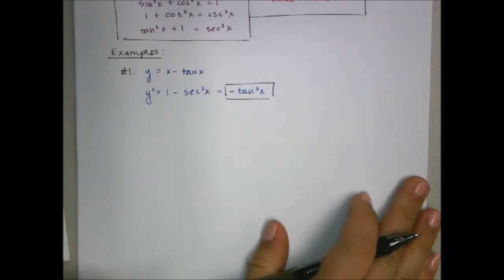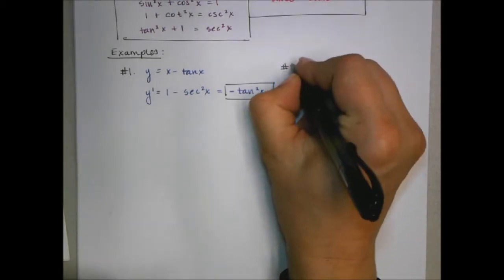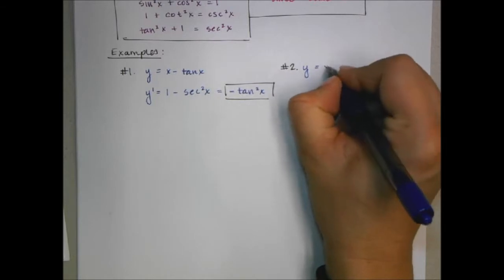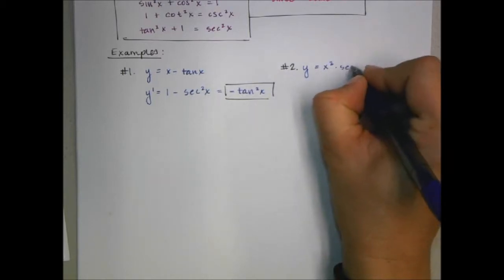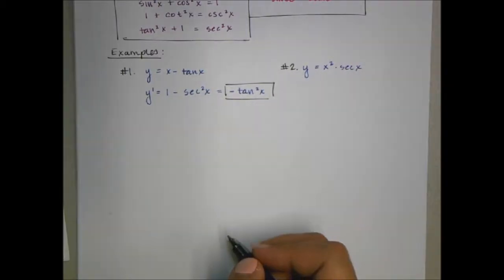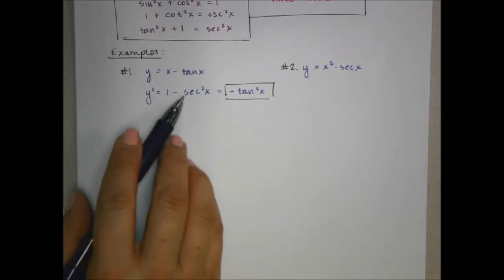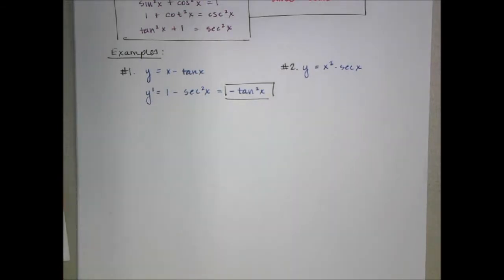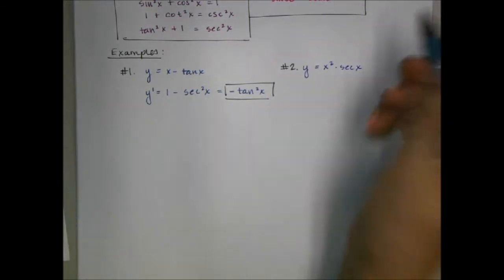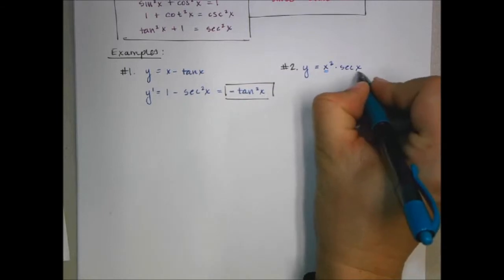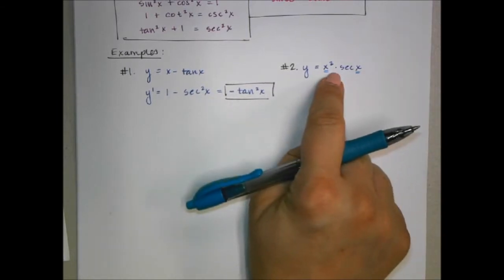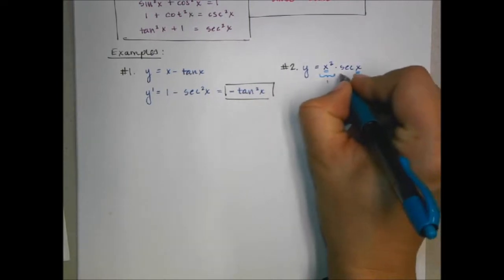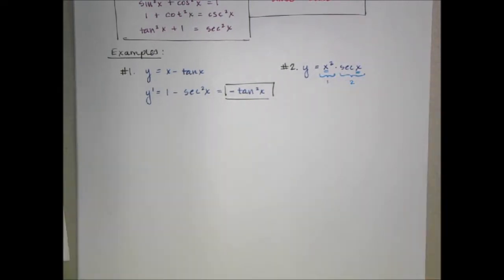Okay, our next problem. Y equals x squared times secant x. All right, so here, instead of being attached, the two terms, by subtraction or addition, they're attached by multiplication. So remember, you have an x term here, and you have an x term here. And you're being asked to multiply the two things together, but we can't. So this is function 1, function 2, and we have to use the product rule to take the derivative here.